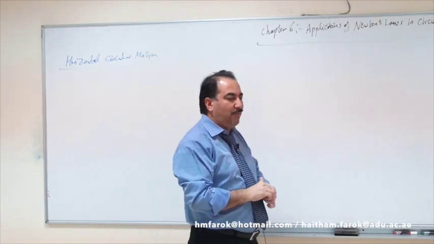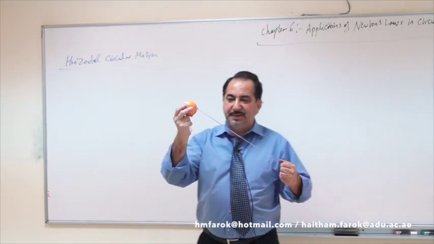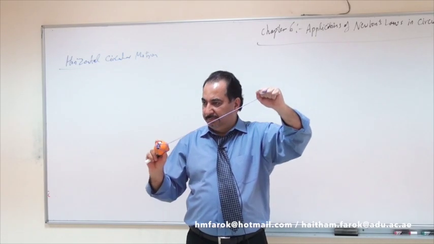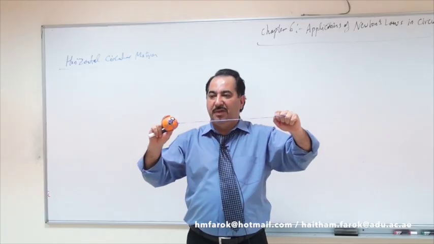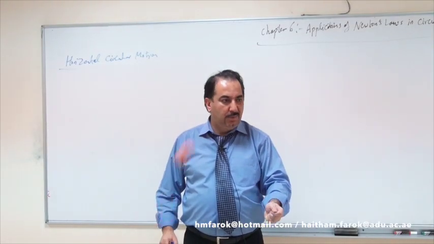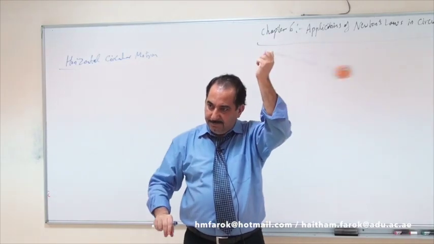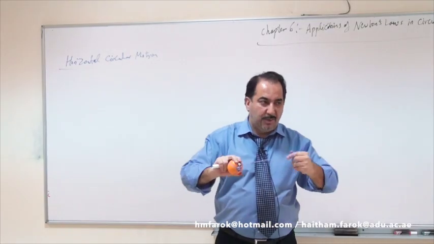The first example of horizontal circular motion, I can show you here. This is a mass, a ball, and this is a piece of string attached to it. I can create a circular motion either vertically or horizontally. Now in this part, which one do I want? So let's talk about the horizontal.